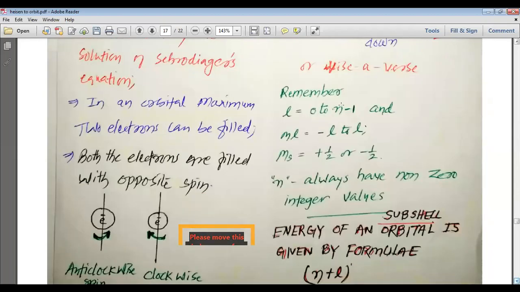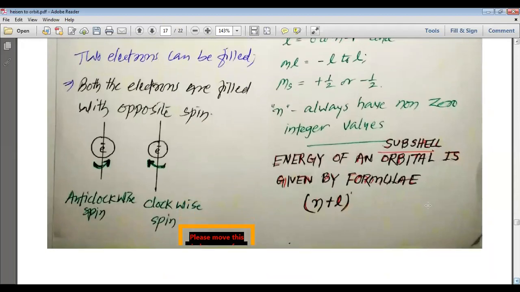So now let us remember a few important points. Remember, my dear students, that L is equal to 0 to n minus 1, and ML is equal to minus L to plus L, ms is equal to plus 1 by 2 or minus 1 by 2. N always has non-zero integer values. So L will always have the values which are non-integer values.